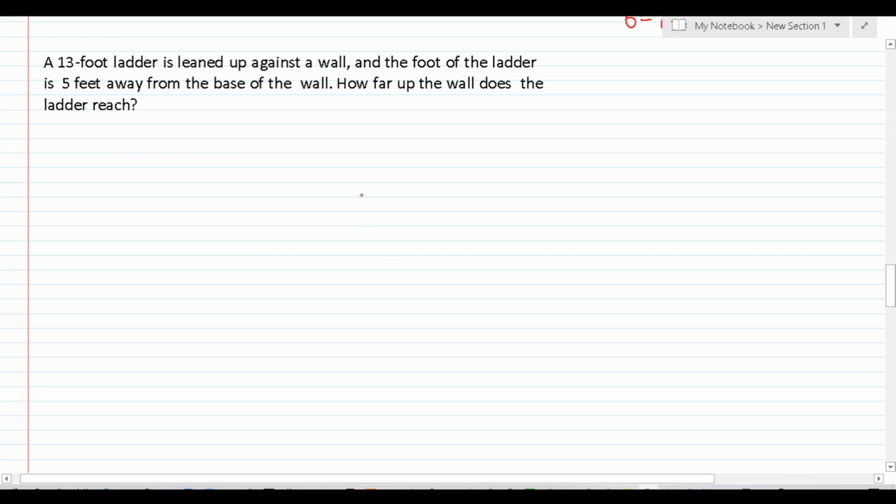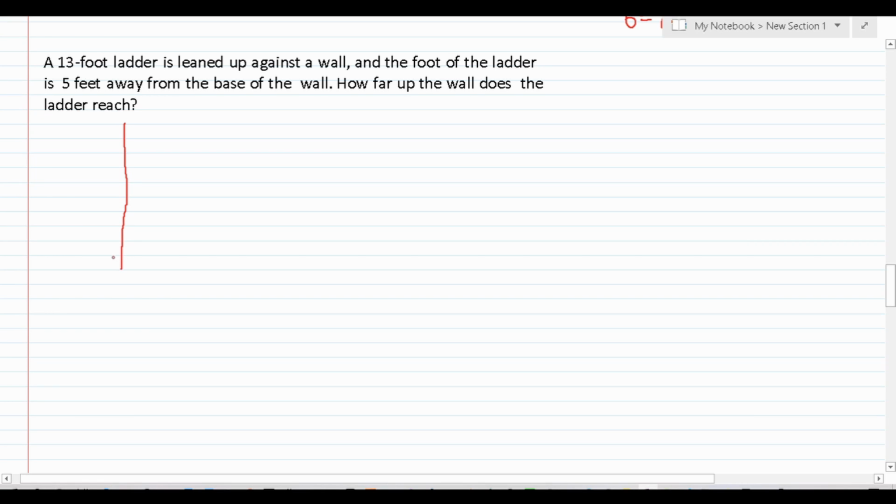It says a 13-foot ladder is leaned up against a wall, and the foot of the ladder is 5 feet away from the base of the wall. How far up the wall does the ladder reach? Okay, so it's always helpful to draw diagrams in an effort to illustrate what's going on in the word problem.